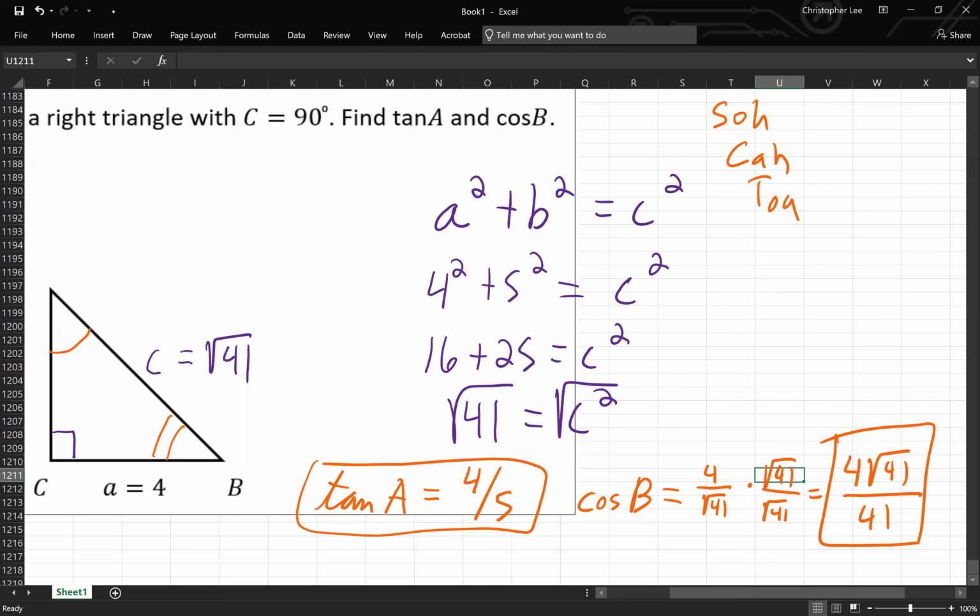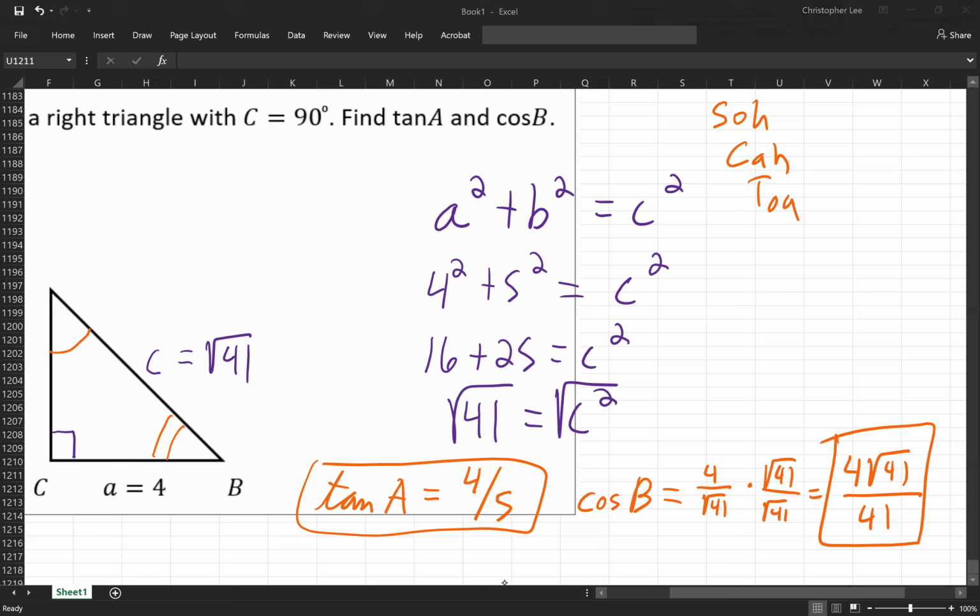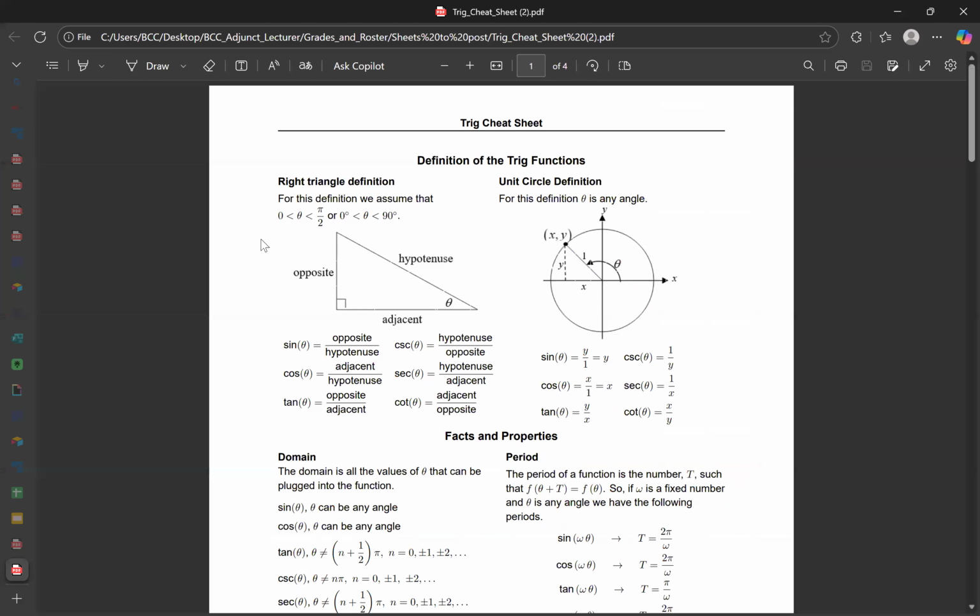Now, y'all have a second formula sheet. In case y'all forget, all you need is the right triangle definitions right here. All right. So we have sine opposite over hypotenuse, cosine adjacent over hypotenuse, tan opposite over adjacent. Right here, this first little square right here, on your second formula sheet.